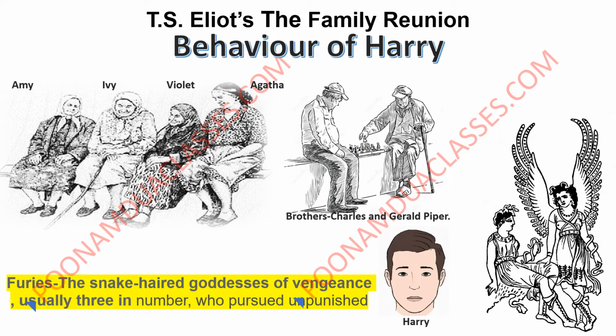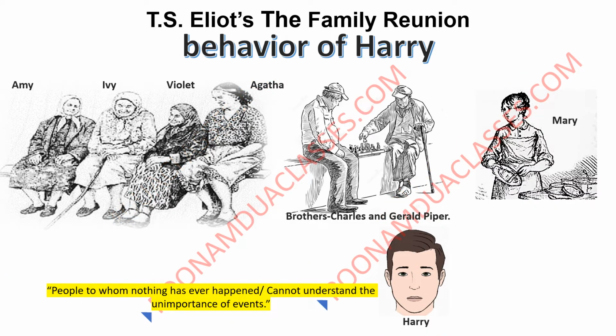Here we will talk about a term called Furies, the snake-haired goddess of vengeance, Badla, Badle ki Devi. Usually three in numbers, who pursued the unpunished. Suppose someone has committed a murder, then by these goddesses, the murder will continuously be reminded to the one who has not yet surrendered or who has not yet accepted the crime. Why Harry is being followed by these Furies, we will come to know later on.